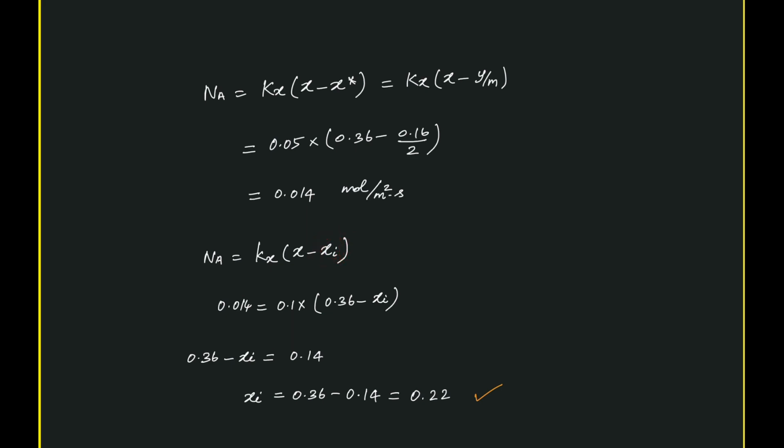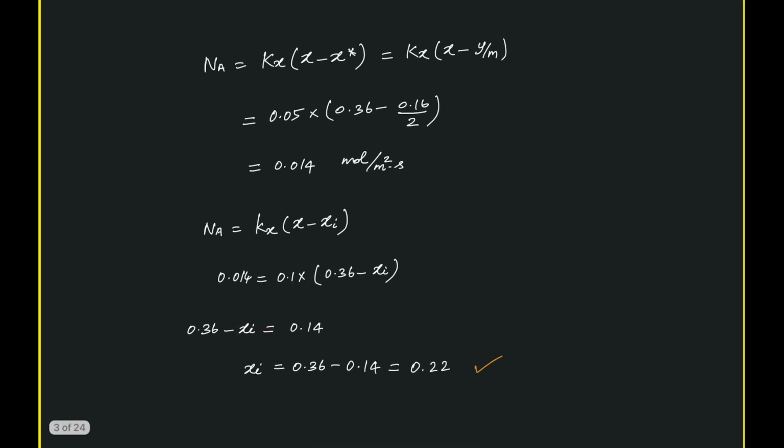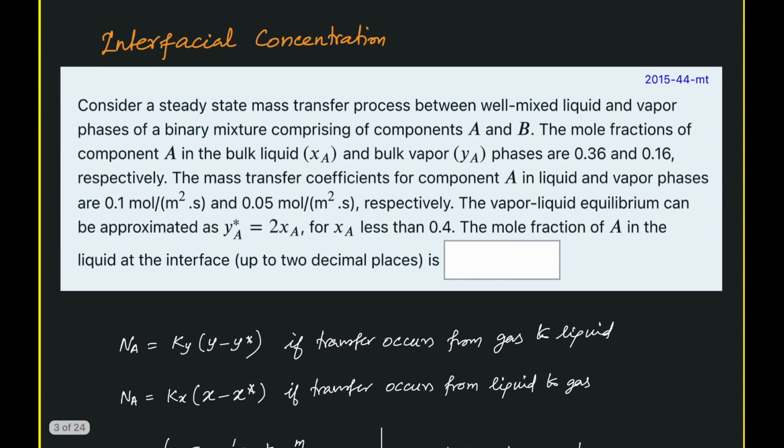So x is already known to us, which is 0.36, and kx, which is already given, which is 0.1, and xi we are going to find by equating this molar flux, which is already available. So xi comes to 0.22, or 22%, but what is asked is in mole fraction only. So the answer is 0.22. Thank you.